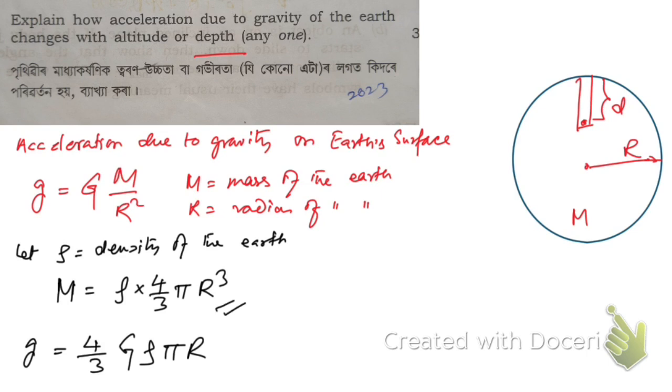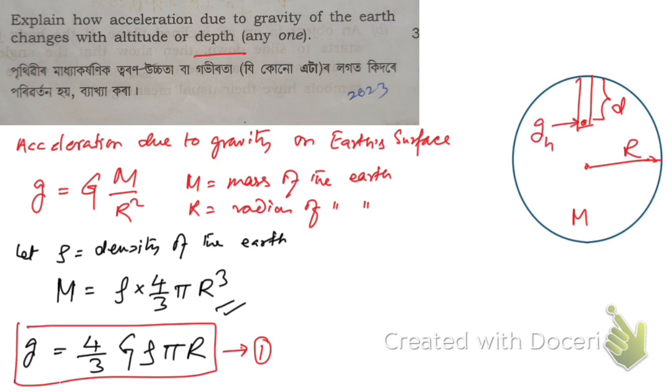So now you see this is g. Let me take this as equation number 1. Now what will be the value of g at a depth d? Let me take that gh, acceleration due to gravity at depth is, suppose, gh.